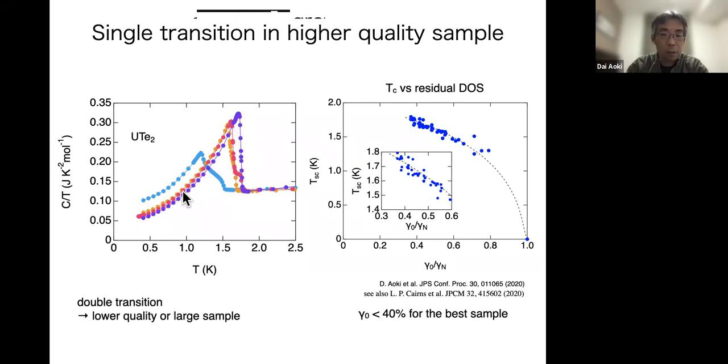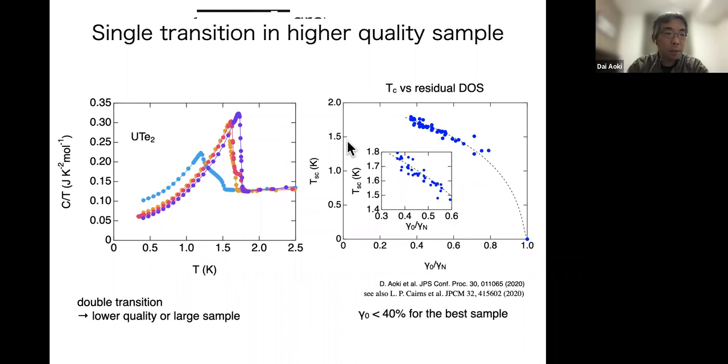Here is an example. And this is the relation between Tc and the residual density of states, gamma. You can see that if the quality is better, the residual density of states gets smaller and smaller. In our samples, less than 40% residual density of states is obtained. And quite recently, the Los Alamos group showed a Tc of about 2 Kelvin. In this case, the data point is nearly an extrapolation of this curve, around here, I think.